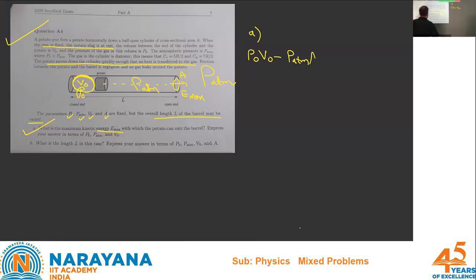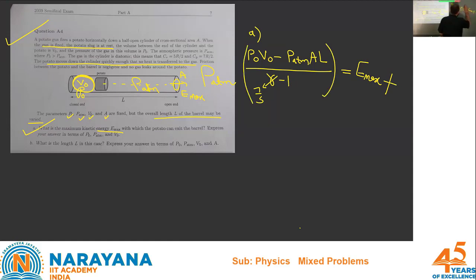Area of cross section is given, length is given, and upon that the term gamma minus 1. So we'll see afterwards, that is fine. Gamma in this problem is 7/5. Technically, it seems like this should be equal to what? The maximum kinetic energy of the potato, Emax, plus some work that has been wasted against the atmosphere also.